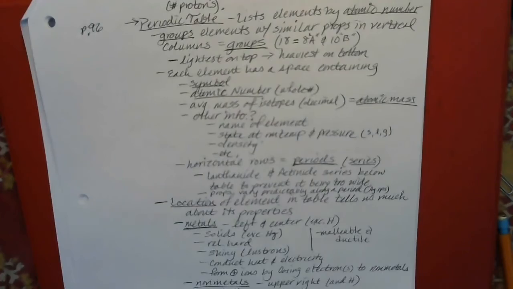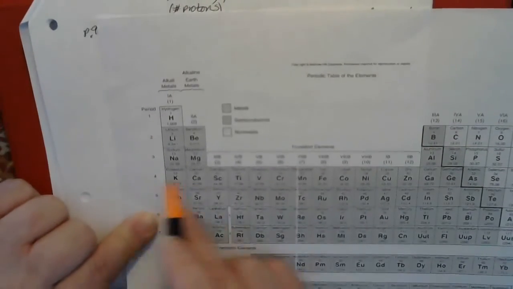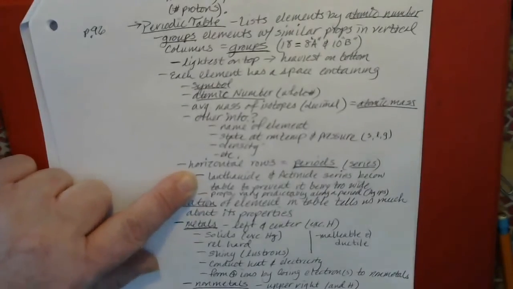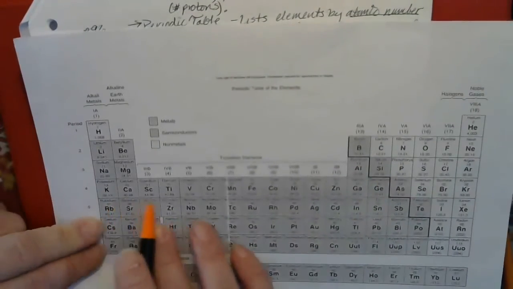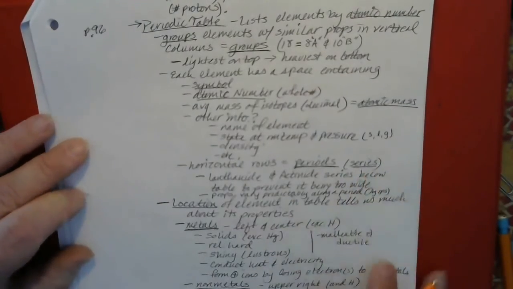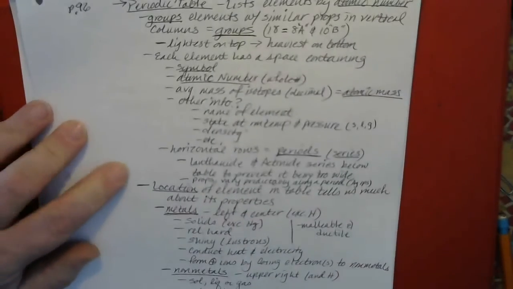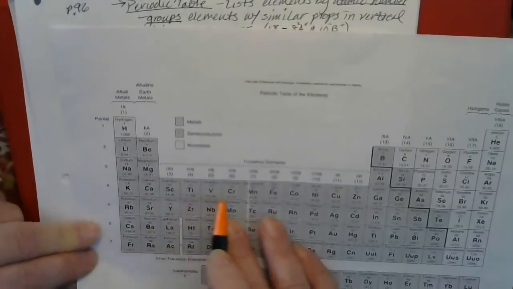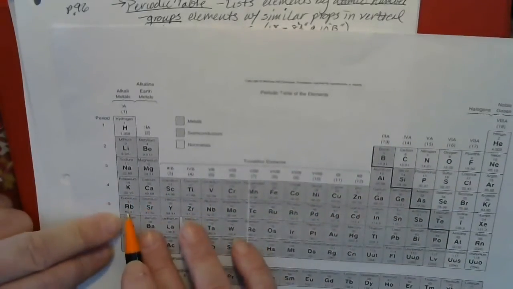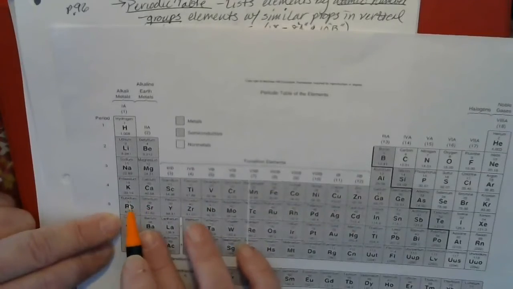The horizontal rows, the numbered rows going across the periodic table, are known as periods because across the periods, the properties of the elements vary periodically. They're sometimes also known as series. Like I said, the properties of the elements vary predictably across a period. But then you come back to the next period down and you start over again.